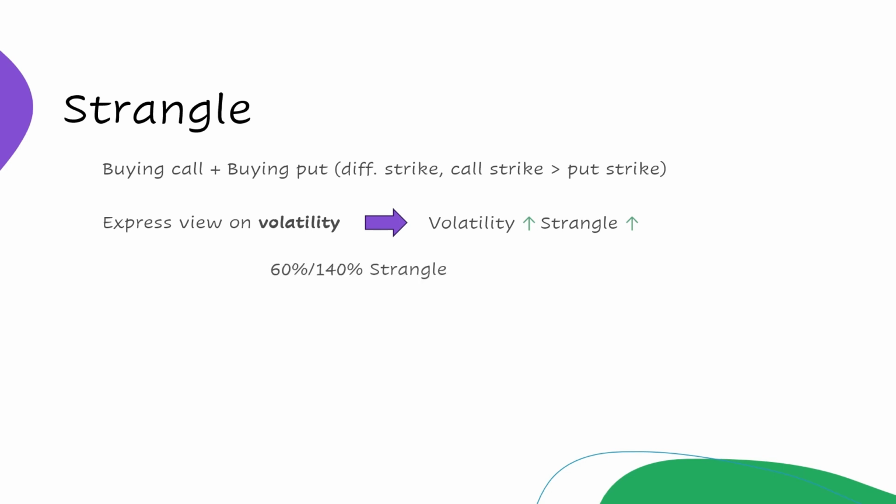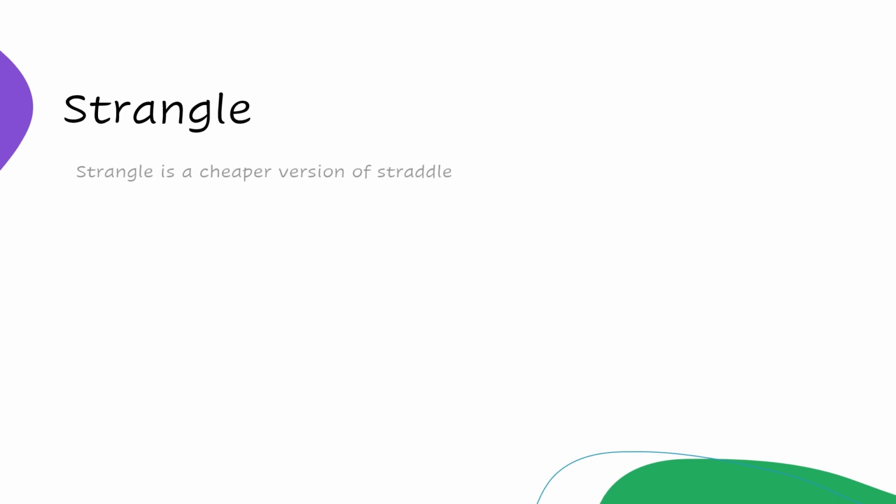This is the payoff diagram of a 60%, 140% strangle, which is buying a 60% put and a 140% call at the same time. Payoff is positive and increasing when the underlying spot at maturity is below the 60% put strike or above the 140% call strike. Between 60% and 140%, the payoff is zero. In simple words, the strangle buyer is betting the underlying will move either lower than the put strike or above the call strike at maturity. Strangle is considered a cheaper version of straddle.